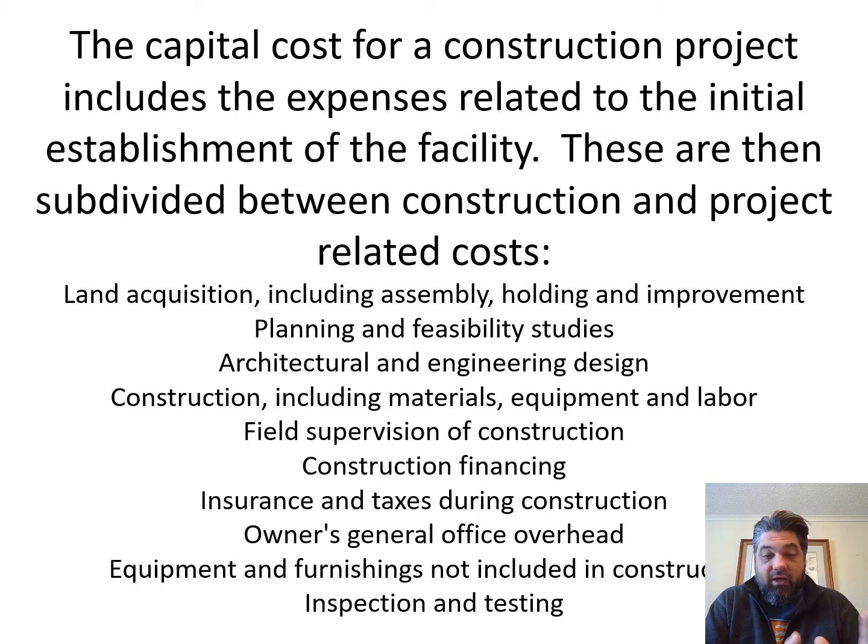It costs money to lend money or to borrow the money, so you've got to factor that in. Insurance and taxes during construction. General office overhead for the owner, if they have any additional project management, or maybe they're doing construction management as advisor or something like that. So those costs need to be factored in. Equipment and furnishings typically aren't included in the construction cost, and that can be a significant cost as well.